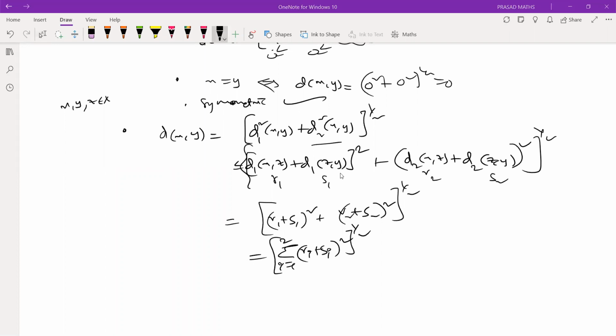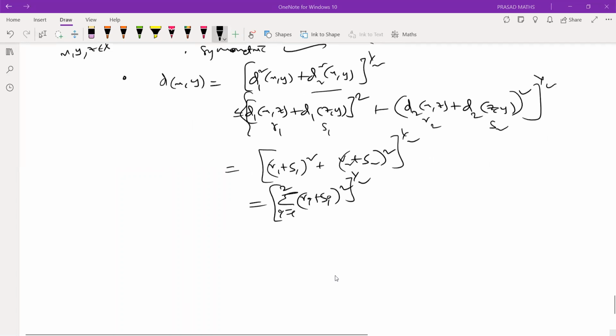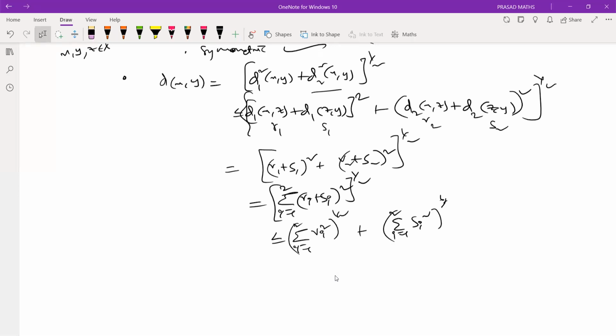Okay. I'll tell you this property, applying the Minkowski inequality, later. Applying the Minkowski inequality, this is always less than or equal to (summation i equals 1 to 2 of Ri squared) whole power 1 by 2 plus (summation of Si squared) whole power 1 by 2. This is exactly the same as saying d of x comma z plus d of z comma y. I'll show you later how we come to this step by the Minkowski inequality.